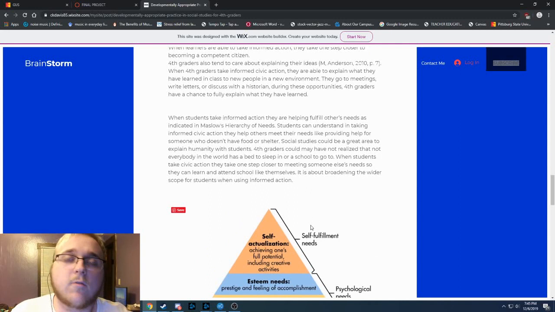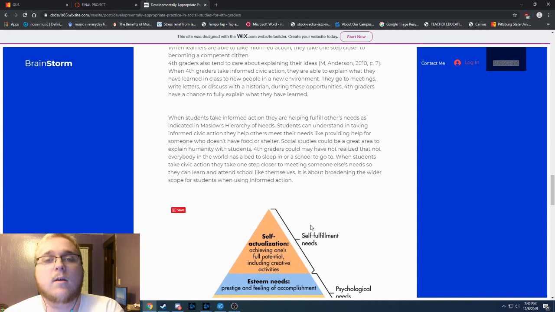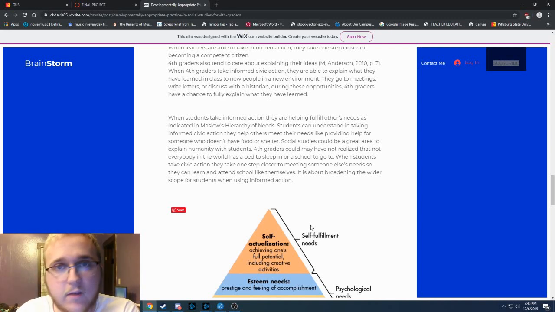Even taking informed action on, for example, someone who's maybe homeless. Maybe they'll raise enough money around the Christmas holiday time, and they learned about the historic poverty in this area, and they want to raise money for people who cannot afford winter coats. So maybe they'll help raise money for that, or even for somebody in their class who needs it.